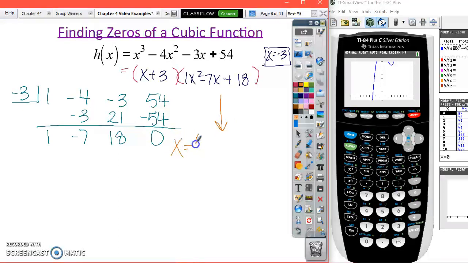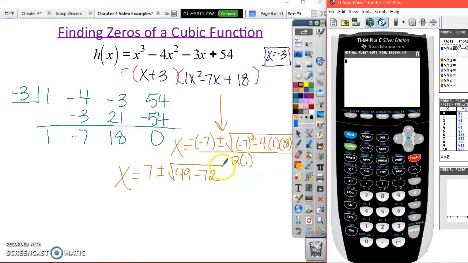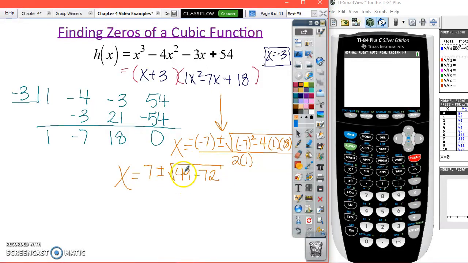So we'll have x equals -b, which is -(-7), plus or minus the square root of b squared minus 4 times 1 times 18, all divided by 2 times 1. From here, we'll start to simplify. We'll get a positive 7 plus or minus the square root of 49 minus 72. So we can see that this is why we're going to end up with complex numbers. 49 minus 72 will give us a negative underneath the radical, all divided by 2.